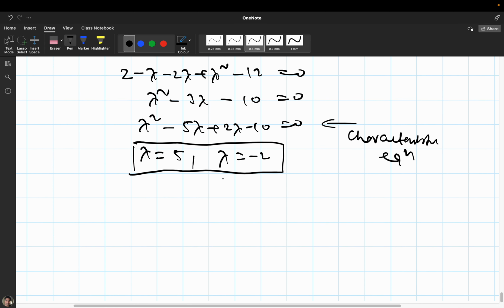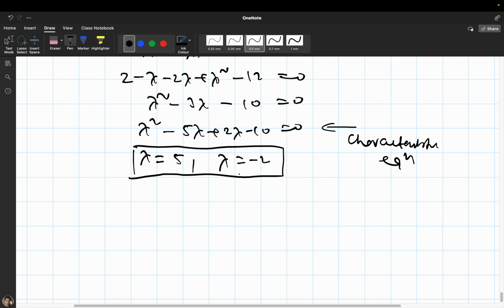Yes. From the next lecture we will move towards eigenvalue, eigenvector, linear dependence, linear independence. So today's lecture is over.